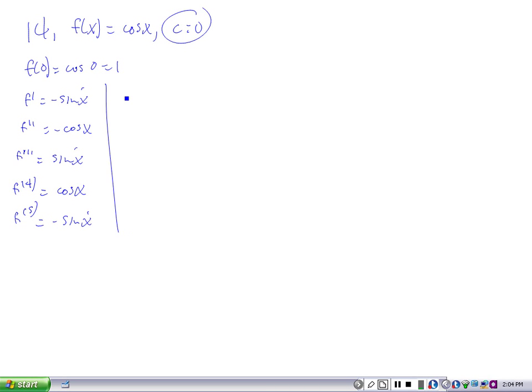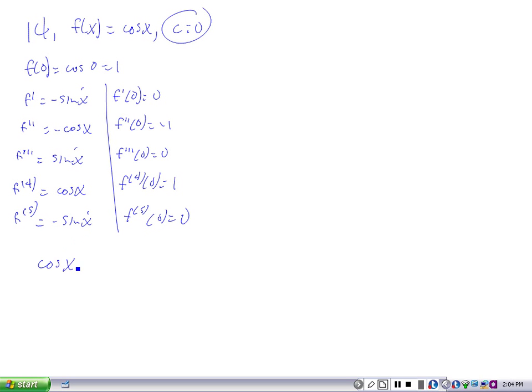Now let's plug in x equal to 0. So f prime of 0 is 0. f double prime of 0 is -1. f triple prime of 0 is 0. The fourth derivative evaluated at 0 is 1. And the fifth derivative evaluated at 0 is 0.